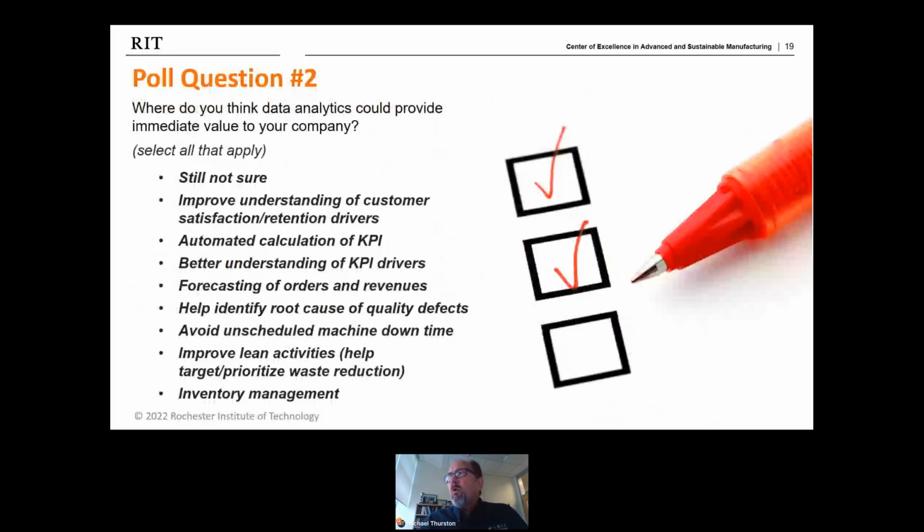So our second poll question is, where do you think data analytics could provide value to your company? So we'll give you a couple of minutes to provide some answers.